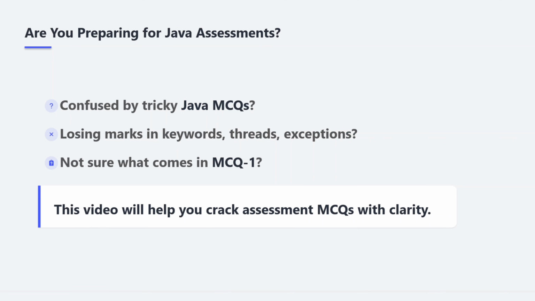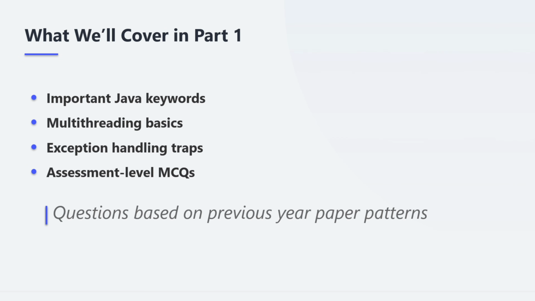Are you preparing for your Java stream training assessment and feeling scared about tricky MCQs from Java keywords, multithreading or exception handling? Then this video is for you. In part 1 of this series, we will focus on important Java keywords and solve real assessment level MCQs that test your basics. These are the exact type of questions you can expect in MCQ-1, and this video is created after analyzing previous year papers. If you are preparing for Java assessment or stream training evaluation, this series is specially designed for you.